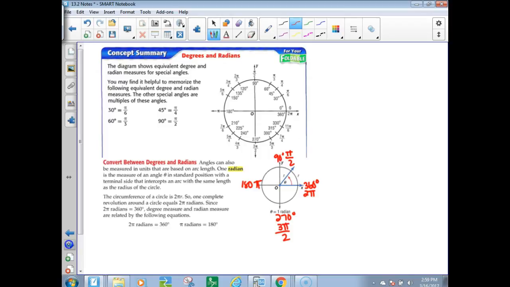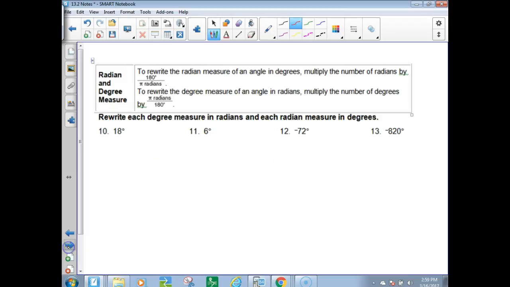What I was trying to show you just now, 2 pi radians is 360 degrees, pi radians is worth 180 degrees. And then I took it to this point. 180 divided by pi will convert you from, which one is it? If we wanted to rewrite the radian measure of an angle into degrees, then you want to get rid of the radians, right? So you would put that on the bottom. 180 over pi would be on the top. You're going to get degrees. So here's the conversion factors.